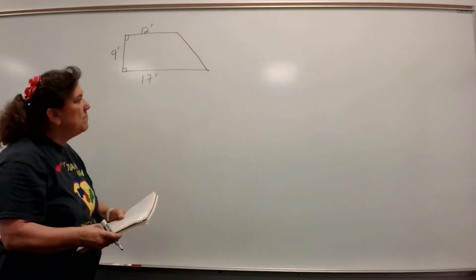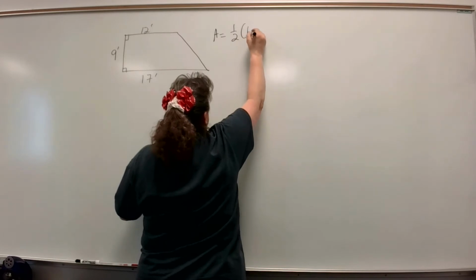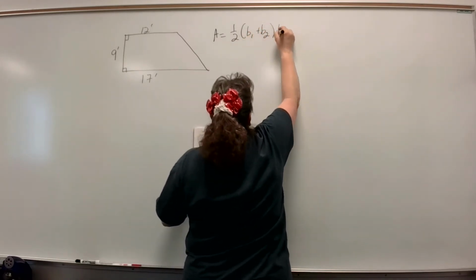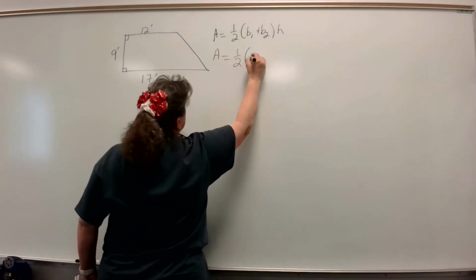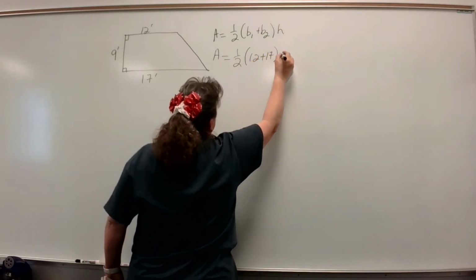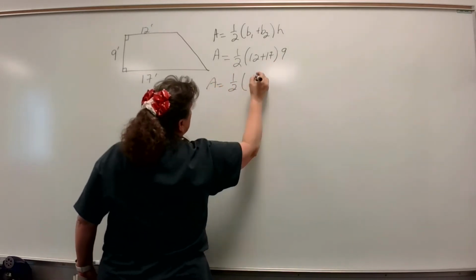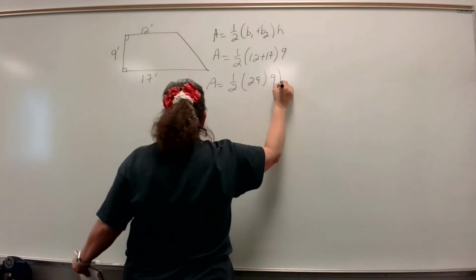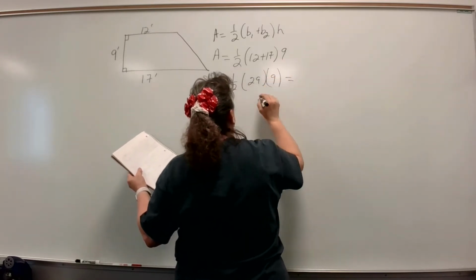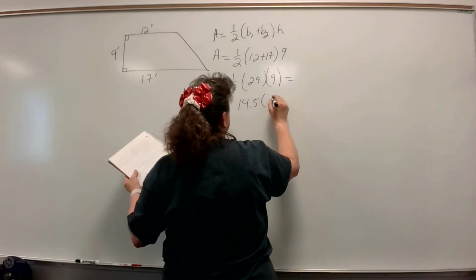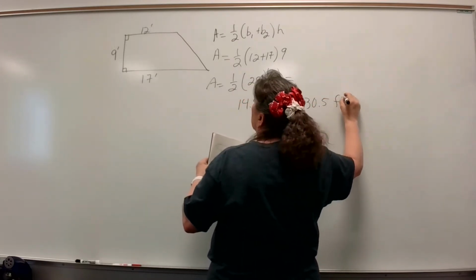Now notice, this is a trapezoid. Remember, the area of a trapezoid is equal to 1/2 times the sum of my two bases times my height. So in this case, the area is equal to 1/2 times (12 plus 17) times 9. So here we are, 1/2 times 29 times 9, which is equal to 14.5 times 9, which is going to equal 130.5 feet squared.